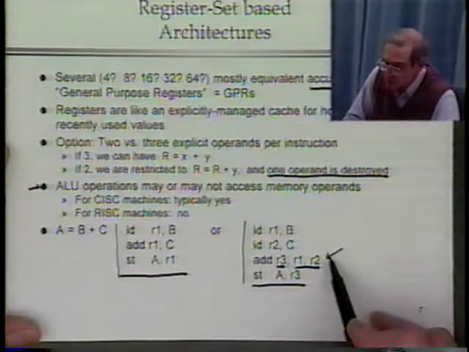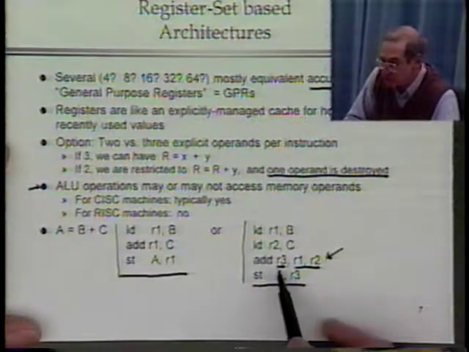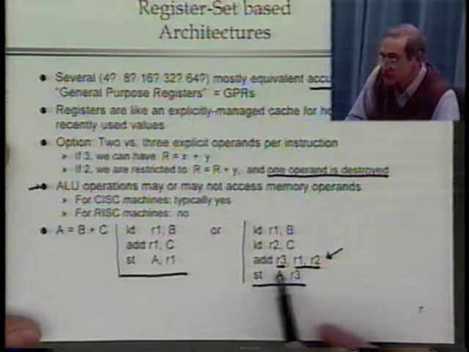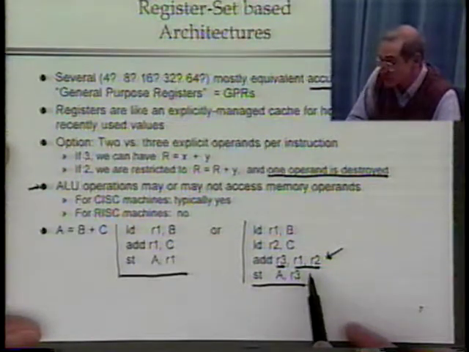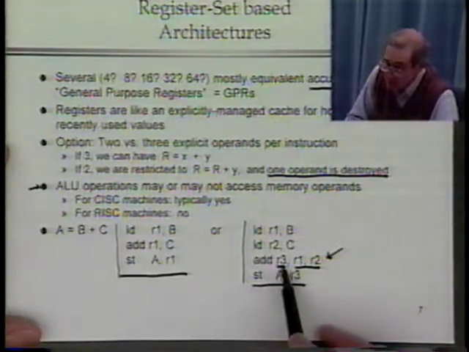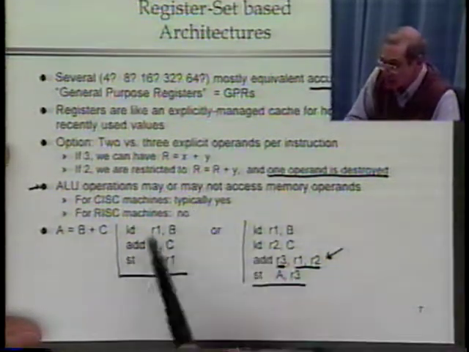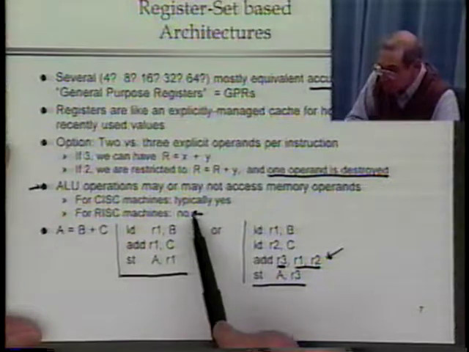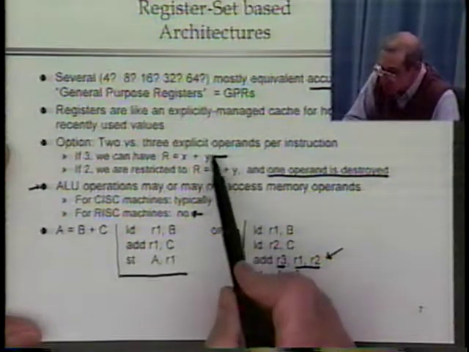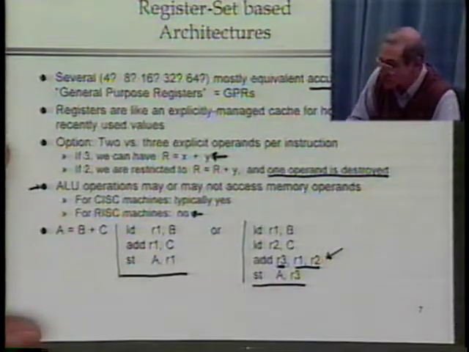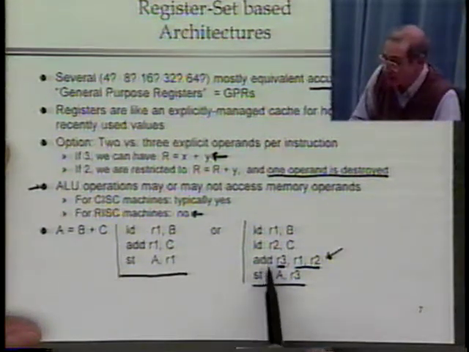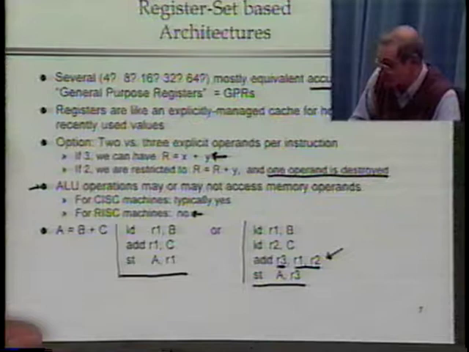You've now simplified the add instruction since it denotes only registers for its operands rather than memory locations, which gives you, incidentally, more space. So it's typical for a RISC machine to make this choice, which is no memory operands, and this choice, which is 3 operands per instruction. And we'll see some examples later of why this is, in fact, a very useful thing to do.